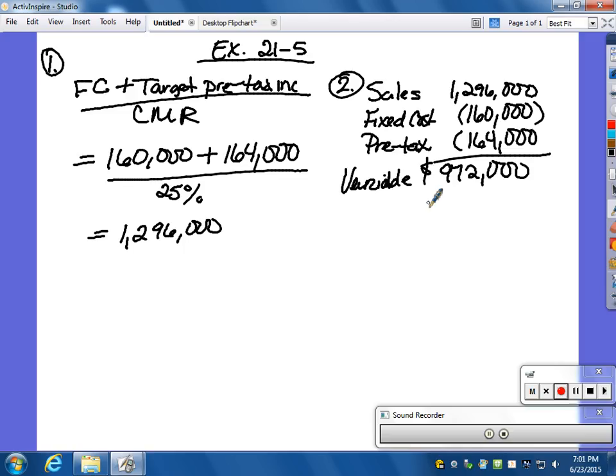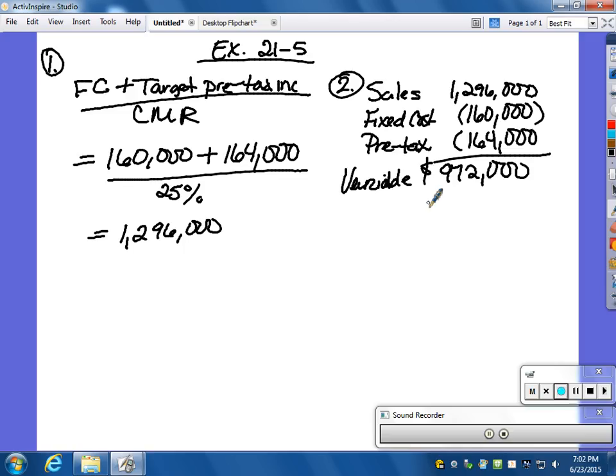21-9 says a jeans maker is designing a new line of jeans called the Slims. The jeans will sell for $205 per pair and cost $164 per pair in variable cost to make. One, compute the contribution margin per pair. Two, compute the contribution margin ratio. Three, describe what the contribution margin ratio reveals about this new jean line.